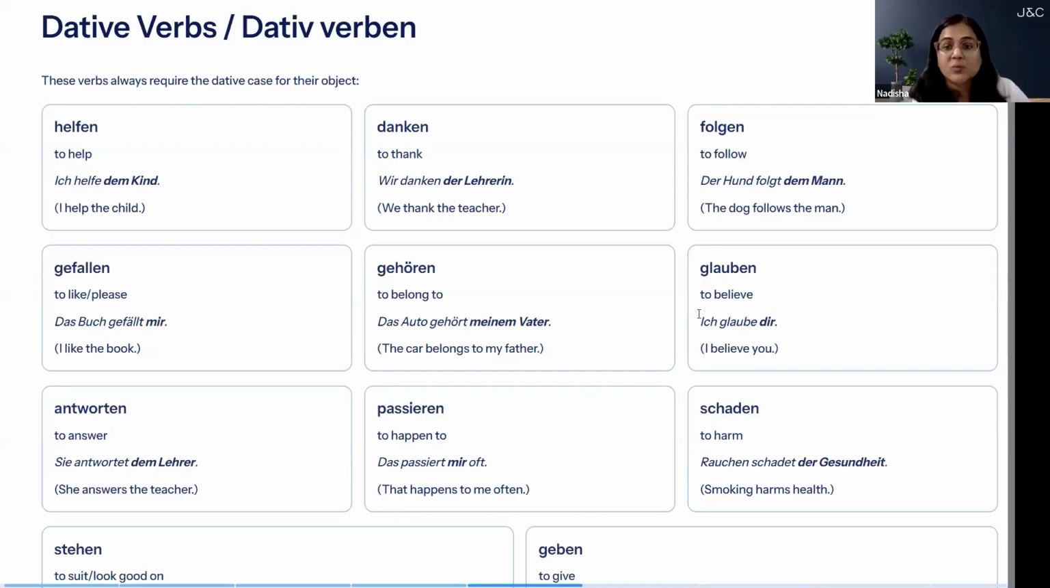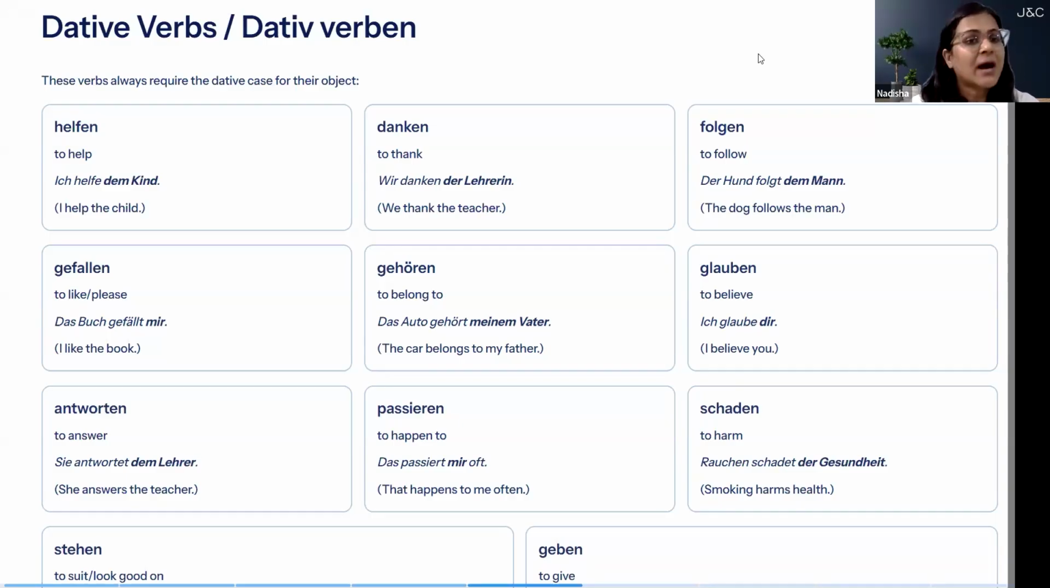Next is glauben. Glauben is to believe. To whom do you believe? Again a dative condition. So dir. Ich glaube dir. I believe you. Glauben is a dative verb which makes the pronoun here dative case, right? So it is dir in dative.